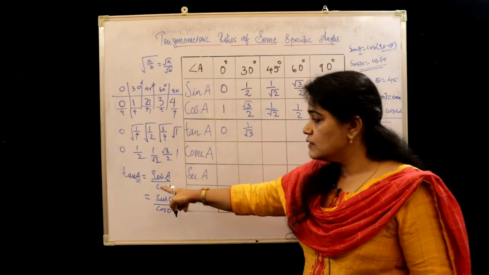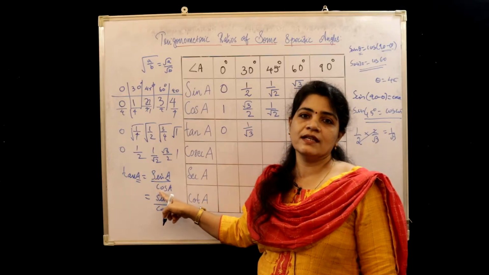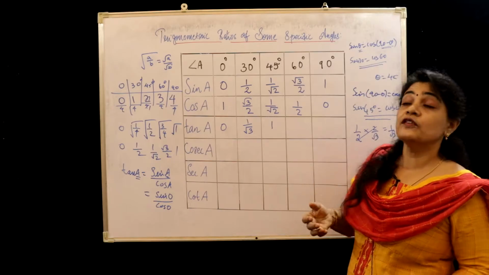Why? Because we have this quotient relation, that is sin A by cos A is tan A. Understood? Next is to get the value of tan 60.